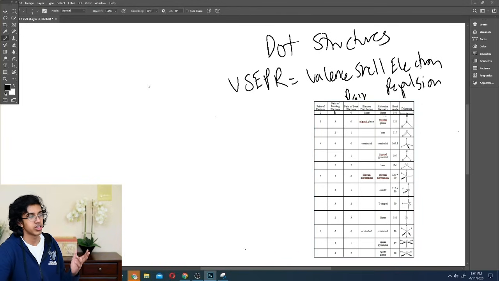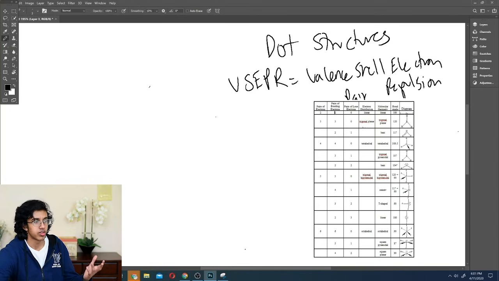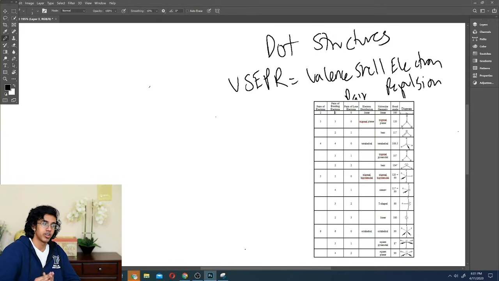So if we just go through this and try to make sense of it, the first one is you have 2 bonding pairs, right? The diagram in this case is BeF2, and basically the bonds want to push each other as far as possible. So they end up with a bond angle of 180 degrees over here. Then if you have 3, the first option is trigonal planar. That means that you have 3 bonds, and in order to get as far apart from each other as possible, they have to make a 120-degree angle.